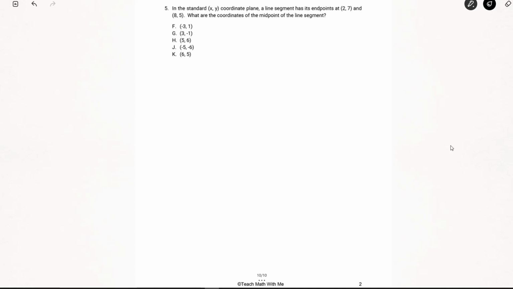Now let's take a look at question number 5. In the standard XY coordinate plane, a line segment has its endpoints at (2, 7) and (8, 5). What are the coordinates of the midpoint of the line segment? So this is just a basic calculation of finding the midpoint. Let's look at the x coordinates for this midpoint. We're given the 2 points, (2, 7) and (8, 5). So looking at the x's, we have 2 plus 8, divide that by 2. So when we have 10 divided by 2, that simplifies to 5.